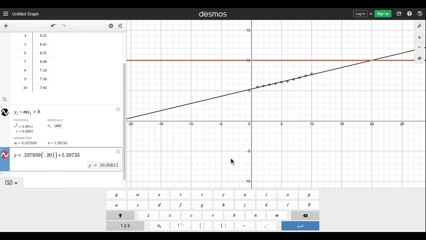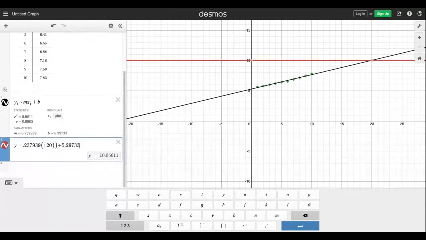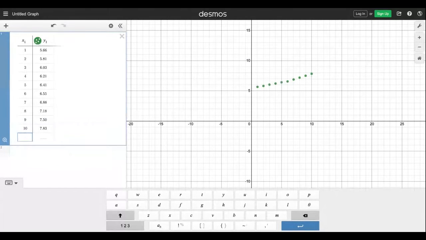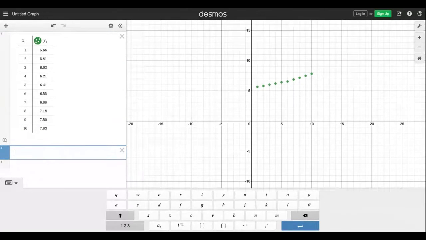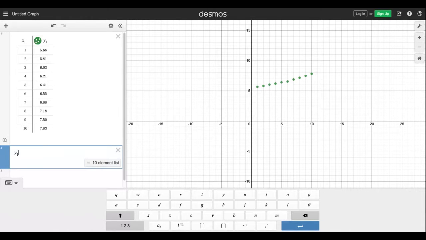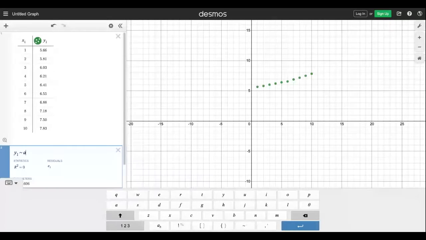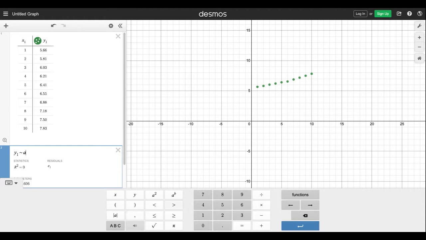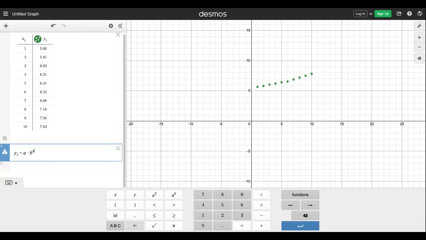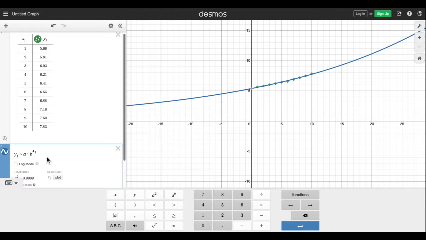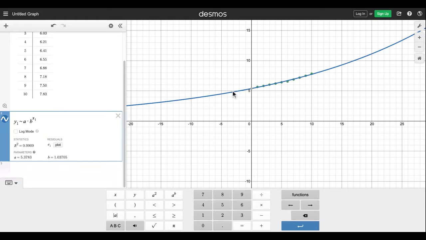Now, it also asked me to write an equation, an exponential equation, right? So I'm just going to get rid of these. They asked me to write a regression for exponential. So again, y1 tilde, and then I need my tilde symbol. And then remember, an exponential is a times b. I'm going to put a multiplication sign in there just so I don't mess up. A times b to the x power, right? But remember, it's going to be x to the 1 because it's there. So now, look at that. It gave me my equation.